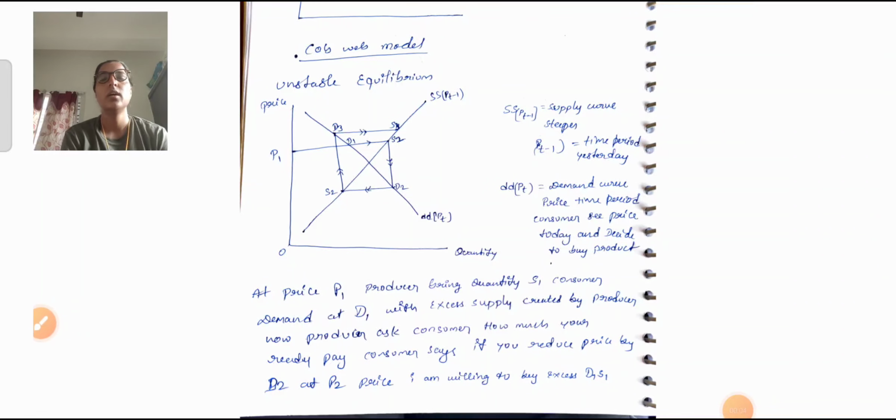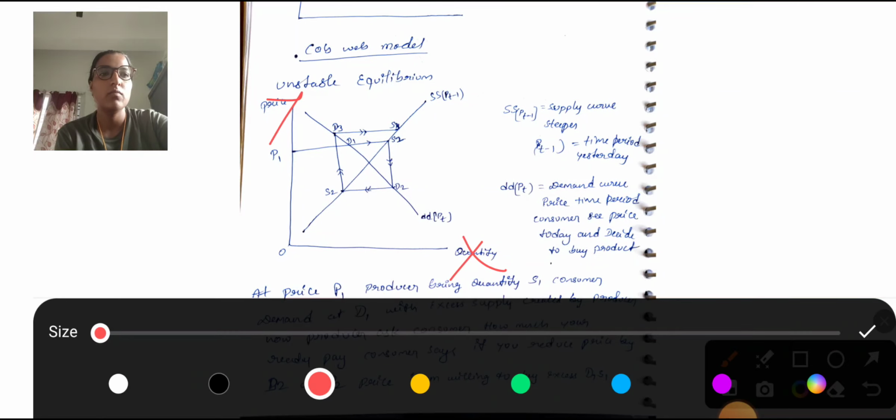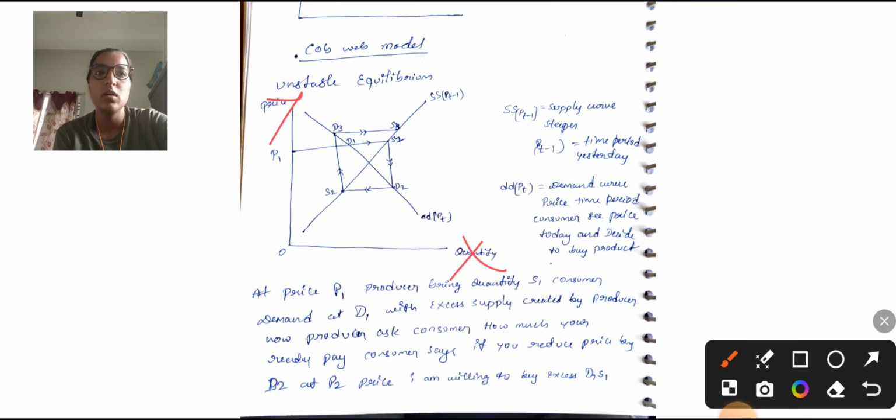Cobweb model, unstable equilibrium. Here, quantity is on the x-axis and price is on the y-axis. The supply curve is steeper and the demand curve is flatter.